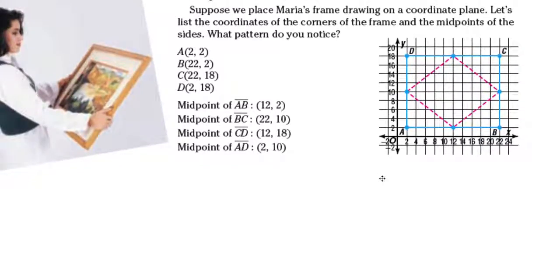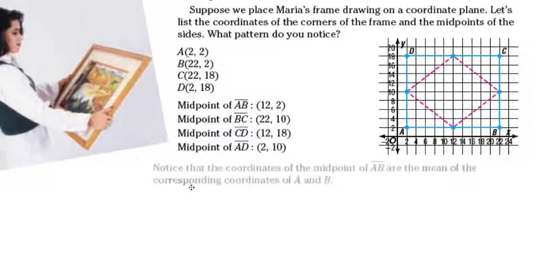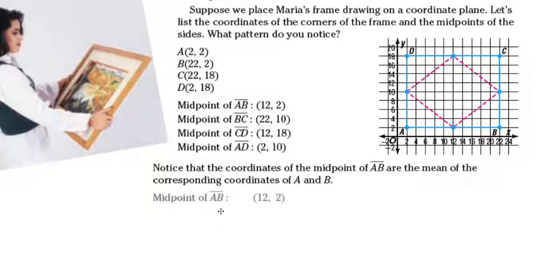Okay, so look at this carefully and let's analyze what we have. Notice that the coordinates of the midpoint of AB right here are the mean of the corresponding coordinates of A and B. So the midpoint of segment AB is (12, 2), which means that 12 is the mean of the x-coordinates of point A (2, 2) and point B (22, 2). Which means you simply add 2 plus 22 together, and then divide that by 2, and that's how you got 12 as the x-coordinate of the midpoint of segment AB.